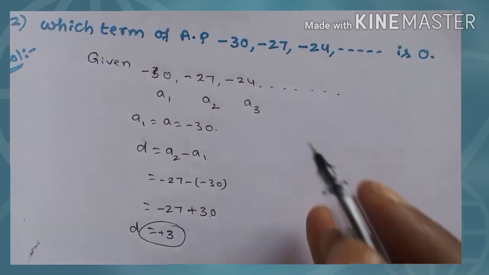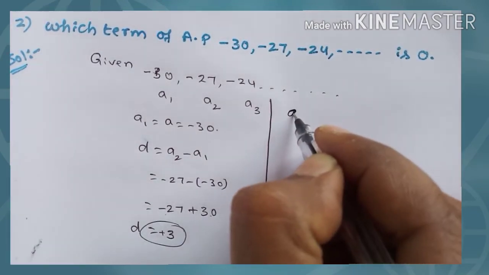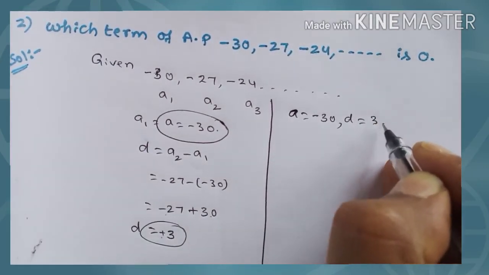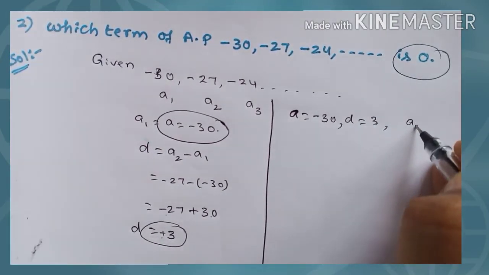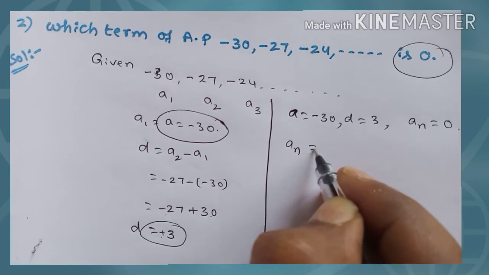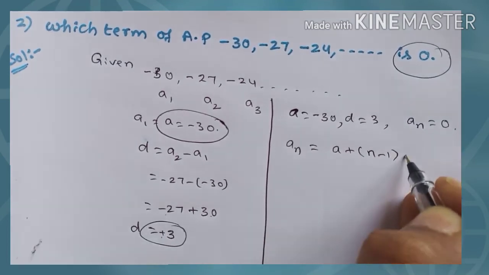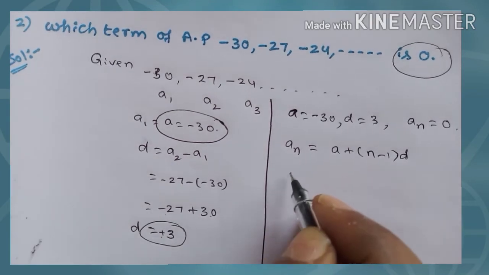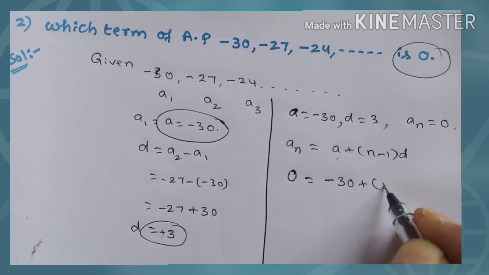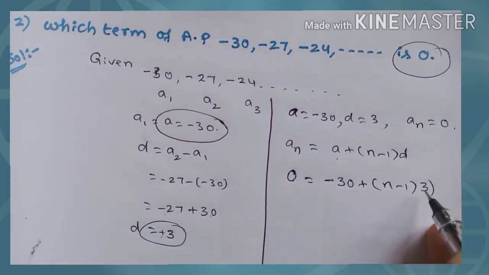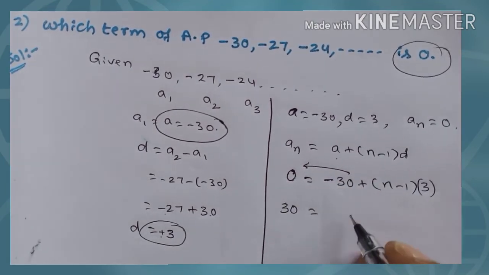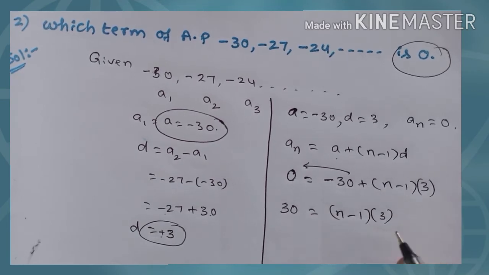We know the relationship now for AN. Here we know A value is equal to minus 30 and D value is equal to 3, and the nth term AN is equal to 0. Now we can apply the AN formula: AN is equal to A plus n minus 1 into D. 0 is equal to minus 30 plus n minus 1 into 3. Minus 30 transpose plus 30.